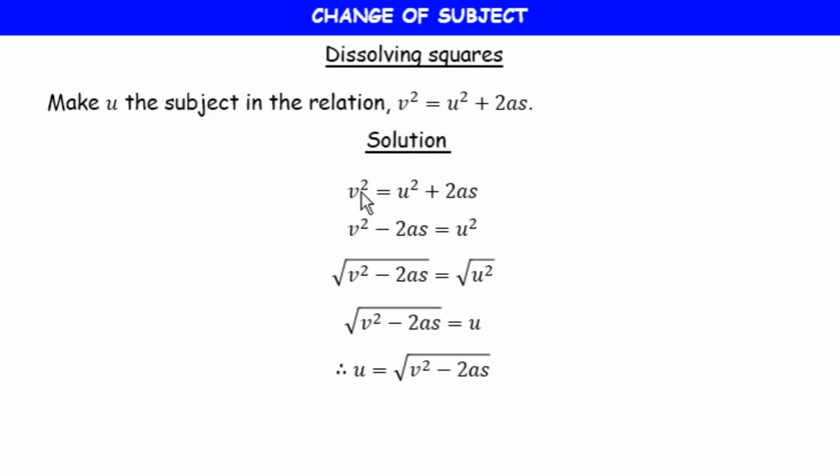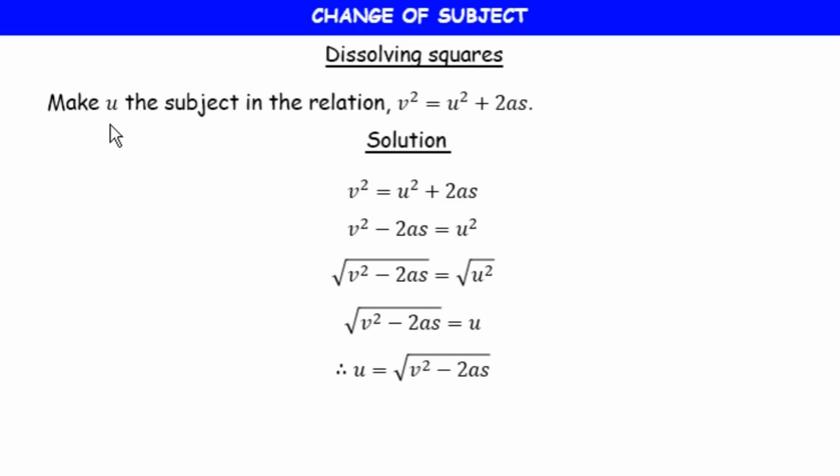See here, v squared is standing alone, but I want u to stand alone. There is u squared here. So what we are going to do is move this 2as, because it has got nothing to do with u, to the left side of the equation. So we're going to have v squared minus 2as, because it is plus, it becomes minus. So everything is equal to u squared.